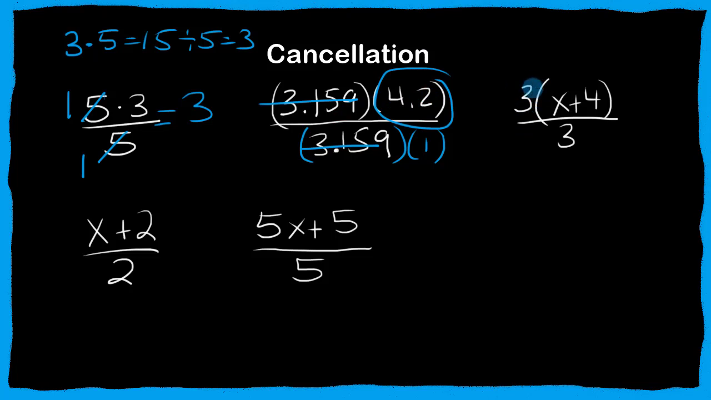Same here. We've got a factor of 3 times whatever's in parentheses divided by 3. So we're multiplying by 3 and then dividing by 3. So these cancel out, and we're left with just x plus 4.